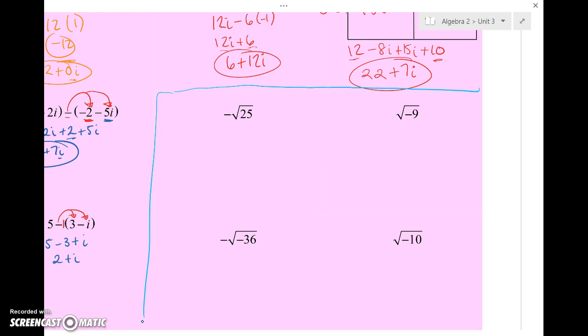The first radical is pretty simple, and you guys have probably done this before. The square root of 25 is simply 5. And there's a negative outside, so we're going to do negative 5.